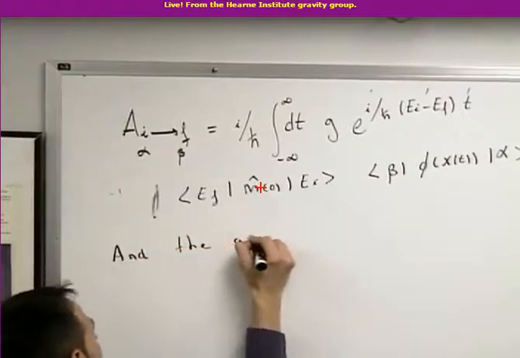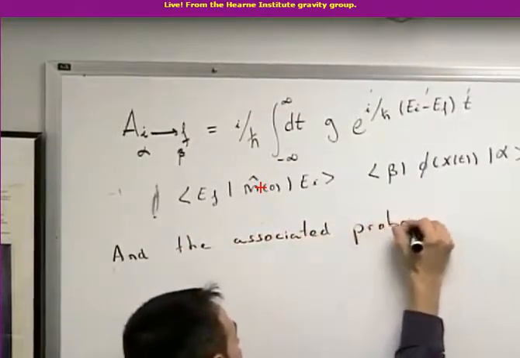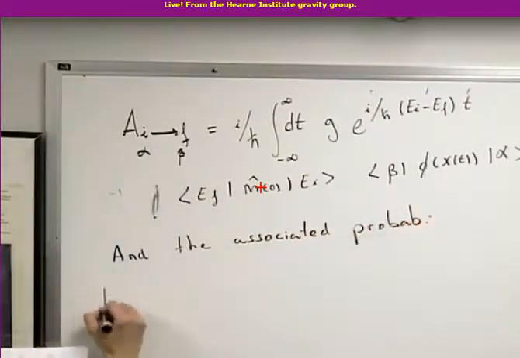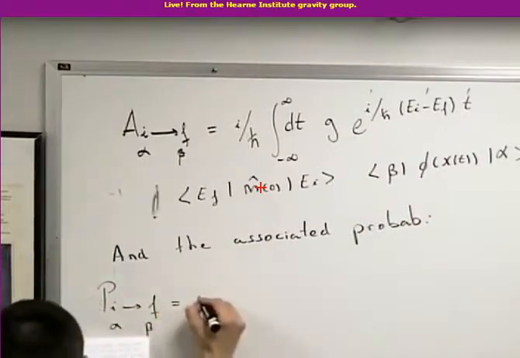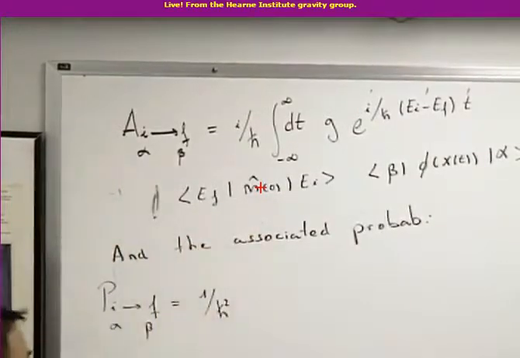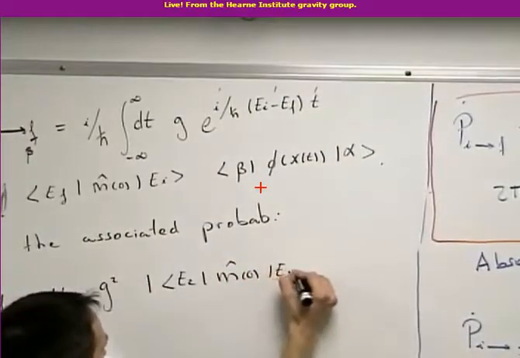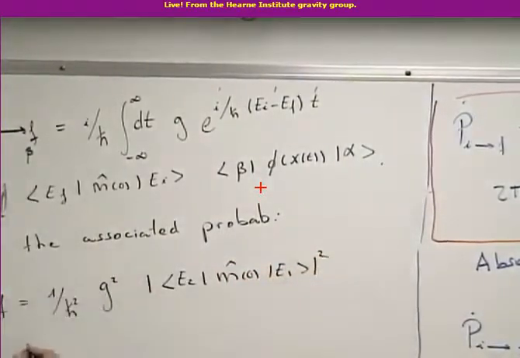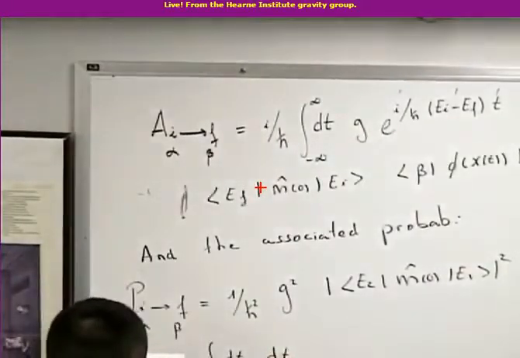And the associated probability is going to be the square of that. So we have to take the square. This times the complex conjugate. And now we have the integral over t plus, the integral over t minus.